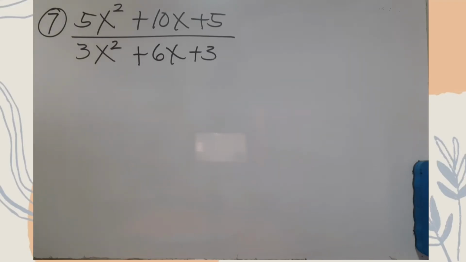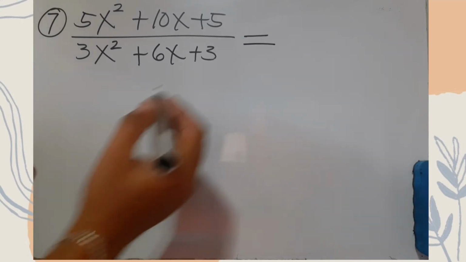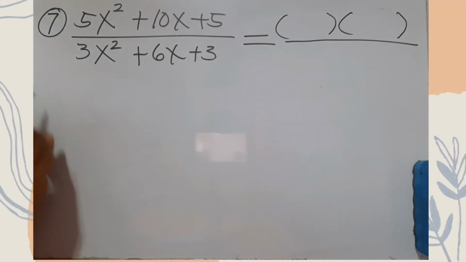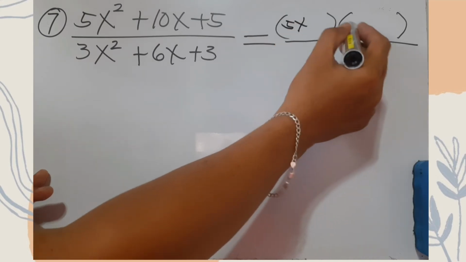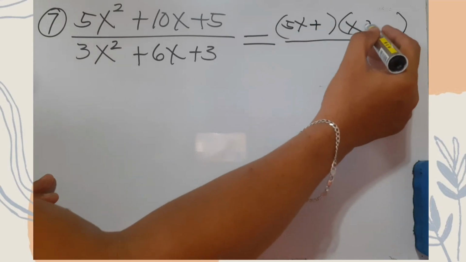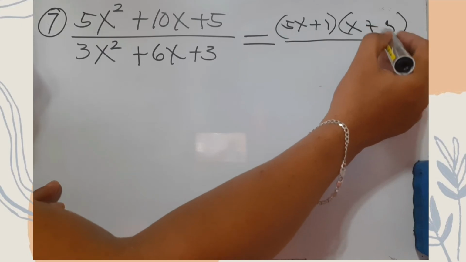Another example for this video is to simplify the rational expression 5x squared plus 10x plus 5 all over 3x squared plus 6x plus 3. First, to simplify is to factor the numerator and the denominator by trial and error method. The factors of 5x squared, the numerator, are 5x and x. Since the last term is positive and the middle term is positive, we have both plus. The factors of 5 are 1 and 5.